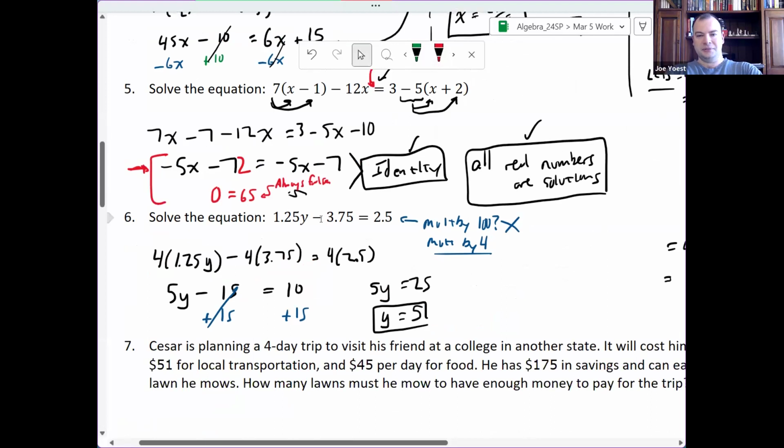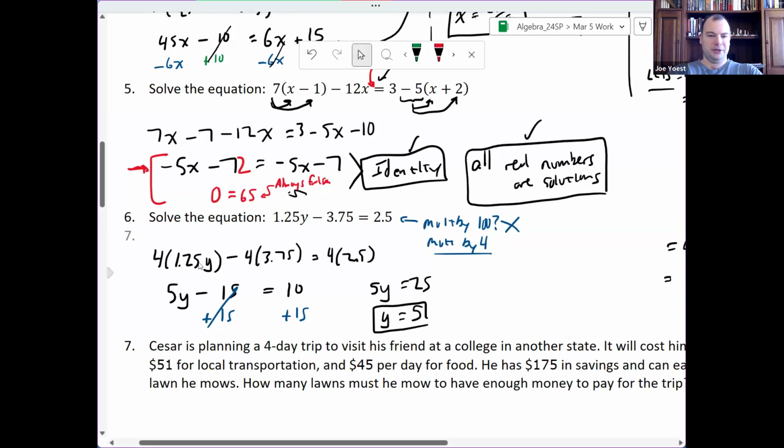And then lastly, solving an equation with decimals. We could note that the most number of decimal places we have is 2, and we can multiply by 100 to get rid of those. So we'd get, say, 125y minus 375 equals 250. But we might also notice that just multiplying by 4 does the trick, and that's a much smaller number to multiply by.